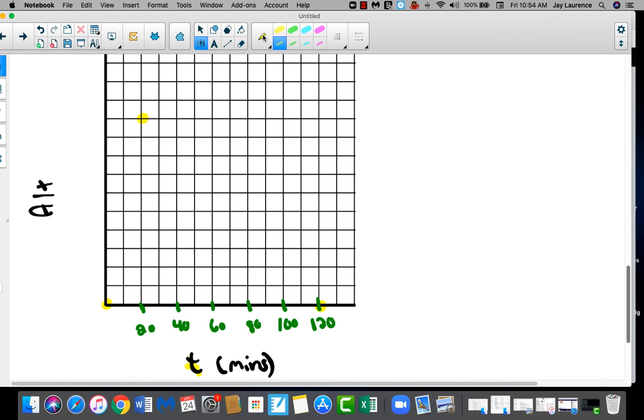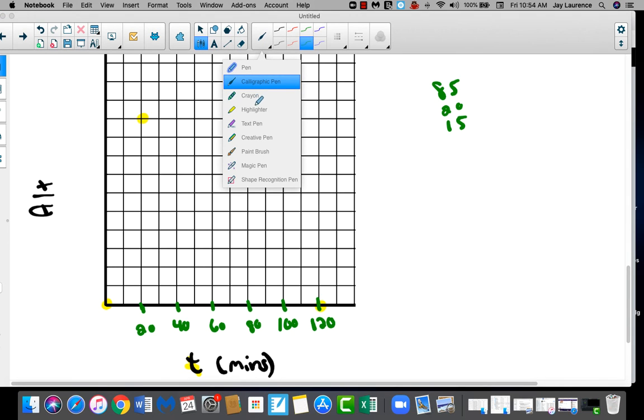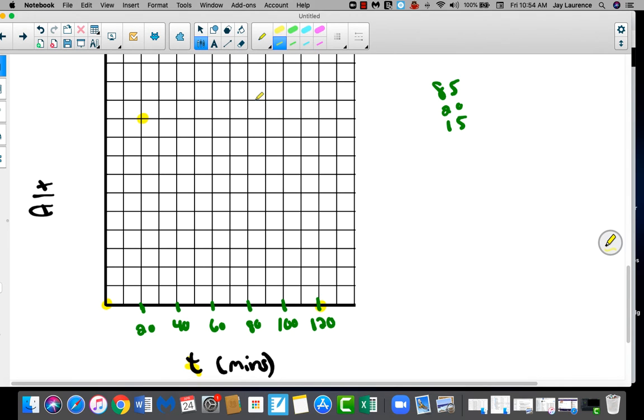Oh, how did I know it was going to be 120 minutes? Well, I took the 85, the 20, and the 15, and I added them all up. Okay, and I got 120. So I knew it was going to be a 2-hour flight. Now, the last 15 minutes, if each block is 10 minutes, then this cruising altitude is going to go till about the halfway point there.